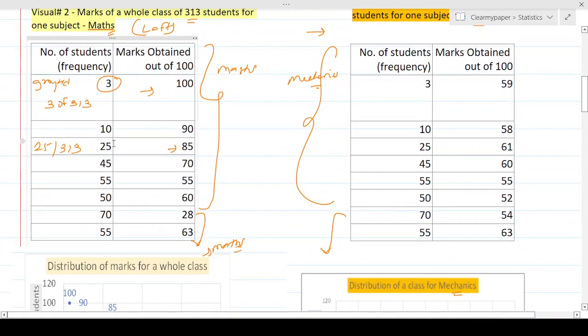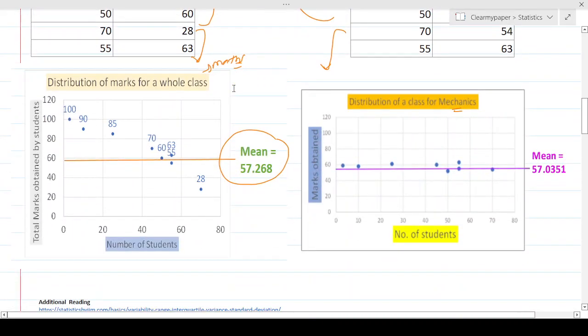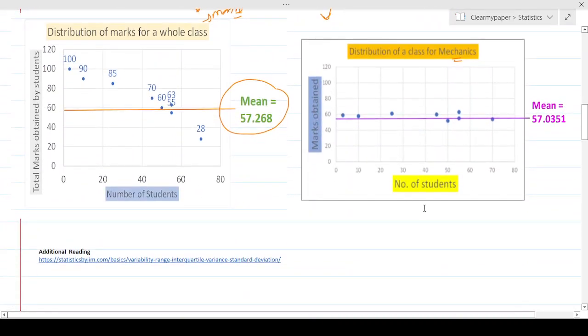If you do the calculation, we add all the values and divide by the number of students, 313. The value that we get is 57.268. And I've also drawn the mean line. This is the value, 57.268, and this orange line indicates the mean line or the mean value. And what in essence it implies, let me not use the words English mean and arithmetic mean interchangeably.